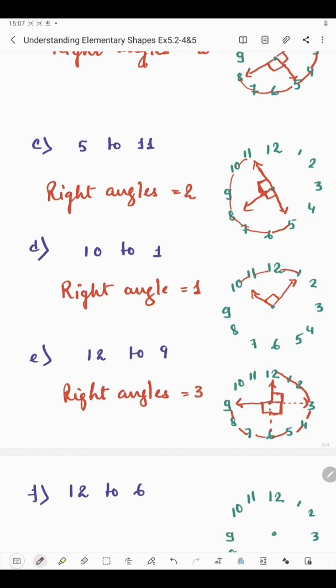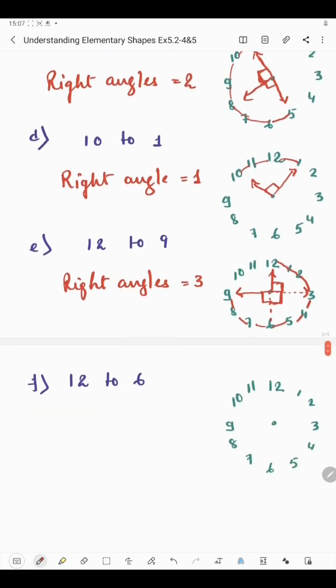Okay, and in the last part we have 12 to 6. Now here is 12 and here is 6. Now we'll count the number of parts here. So 1, 2, 3. So here it is 90 degrees. Now 3 to 4 is 1, 4 to 5 is 1 and 5 to 6 is 1. So again 3 parts, so 3 parts makes 90 degrees. So here how many right angles have we got? 2. So we'll write 2 right angles.